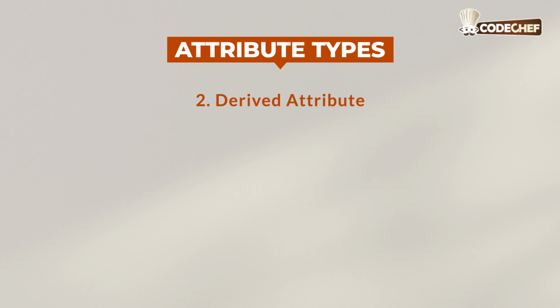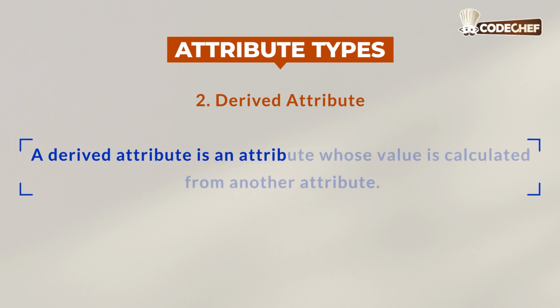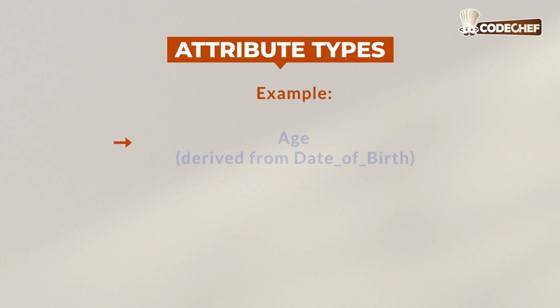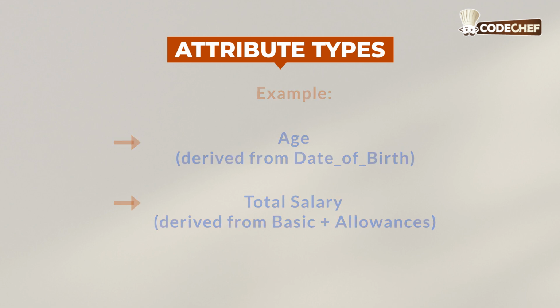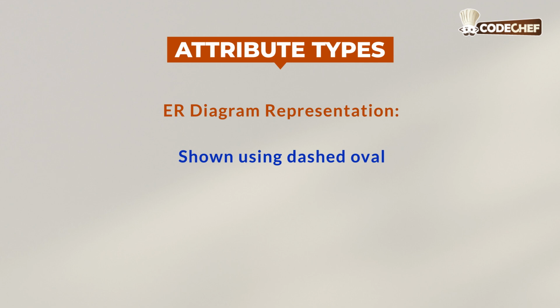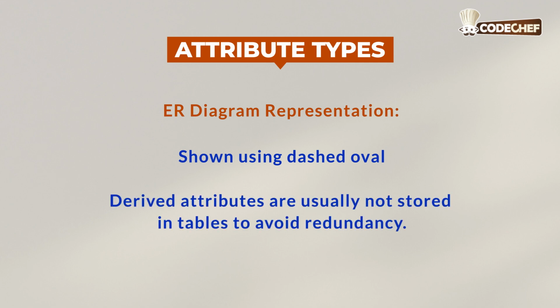Second is derived attribute. A derived attribute is an attribute whose value is calculated from another attribute. For example, age. So if we have date of birth of a student, we can derive his or her age from that date. Second example is total salary, which can be derived from basic salary, basic pay plus allowances that are added or subtracted from that base salary. To represent derived attributes, we use dashed oval. Generally, derived attributes are not stored in tables to avoid redundancy. Redundancy means duplication of data.